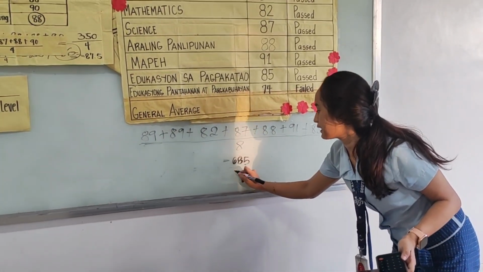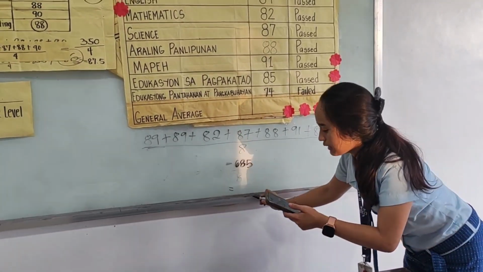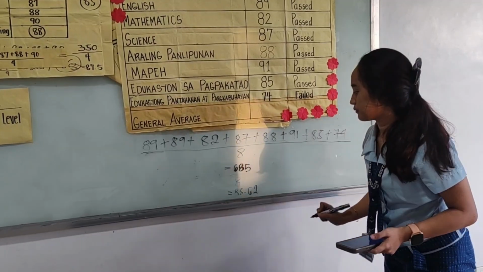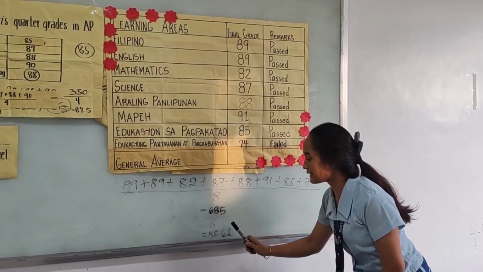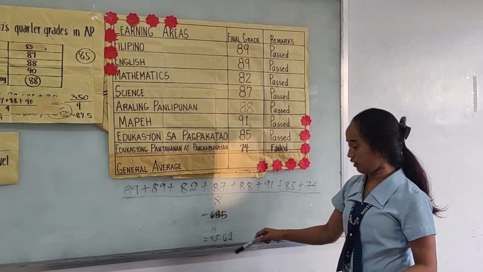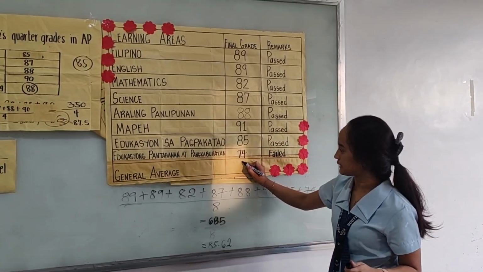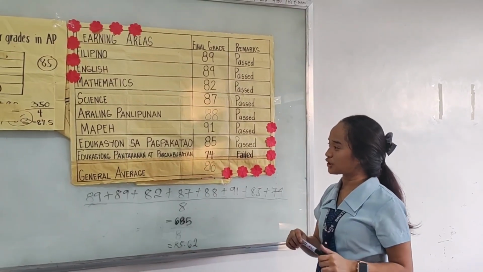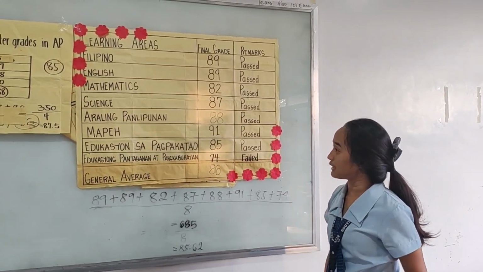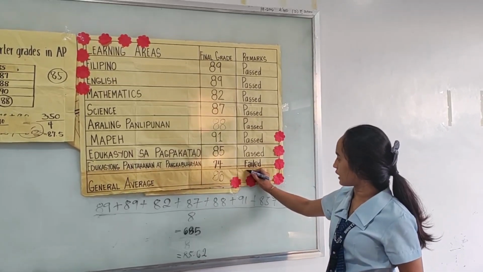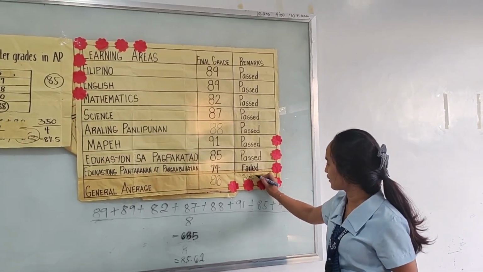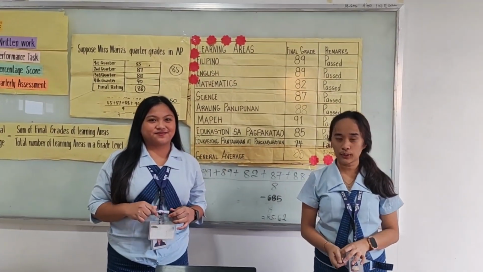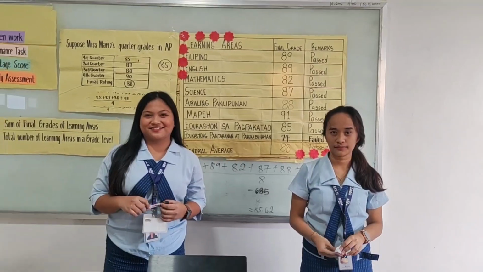Over 8. And the answer is 85.62. So since this is 85.62, we need to round it off to make 86. So Miss Marie's general average is 86, which is remarked as a pass. So that concludes the grade computation task 2. Let's move on to task 3.